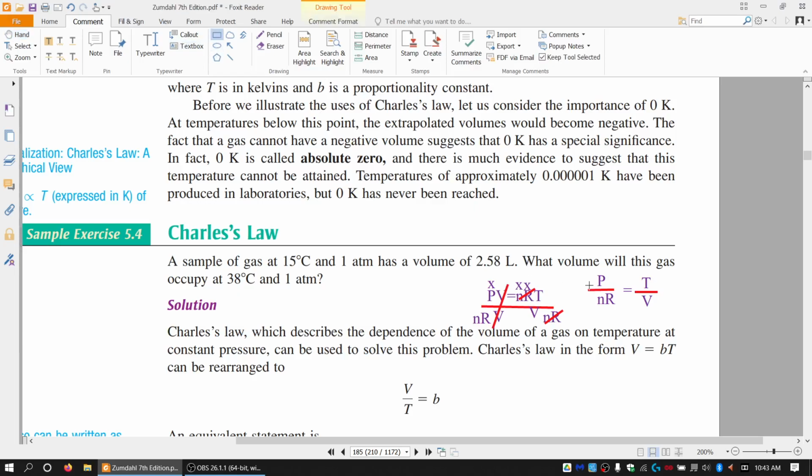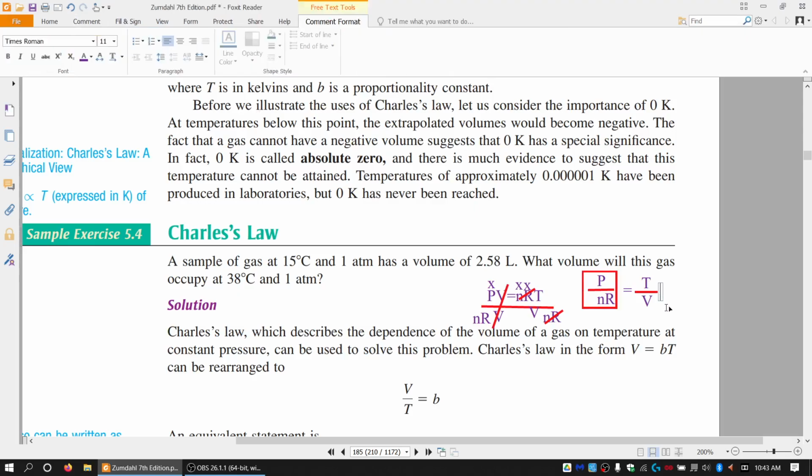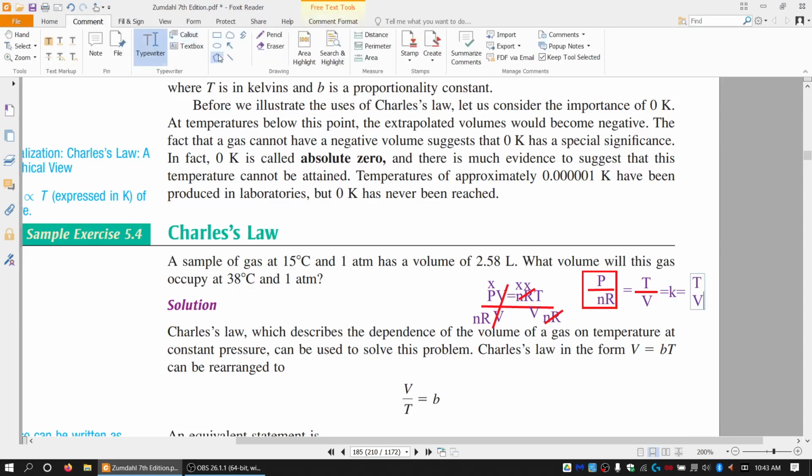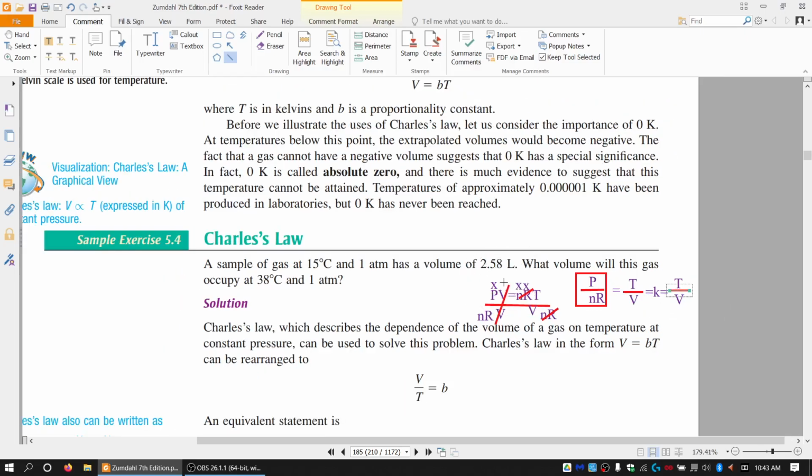And so what I could do is I can combine all three of these things that aren't changing into one constant. And so that's kind of like the same thing as saying that T over V is equal to a constant. And so if T over V is equal to a constant in one case, it will also be equal to that same constant in any other case. And so I have T over V is equal to T over V, which is Charles's law.